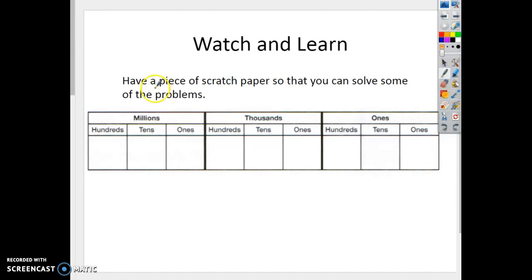Remember, we've got the ones place right here. Then you have the tens, the hundreds. These three are all considered the ones period, because there are three periods we're going to concentrate on. We have the ones period, the thousands period, and then the millions period. So it's three different sections. That's where you get your commas with the numbers.